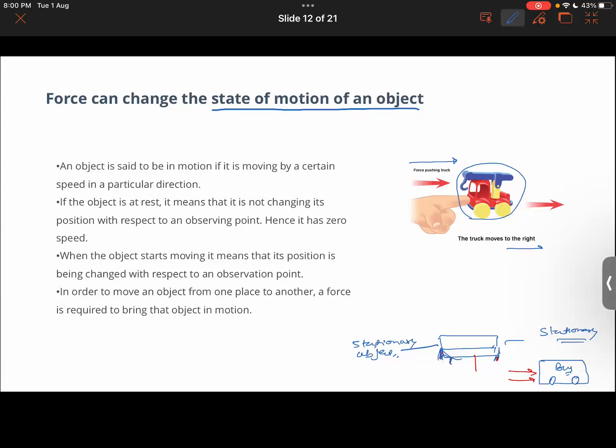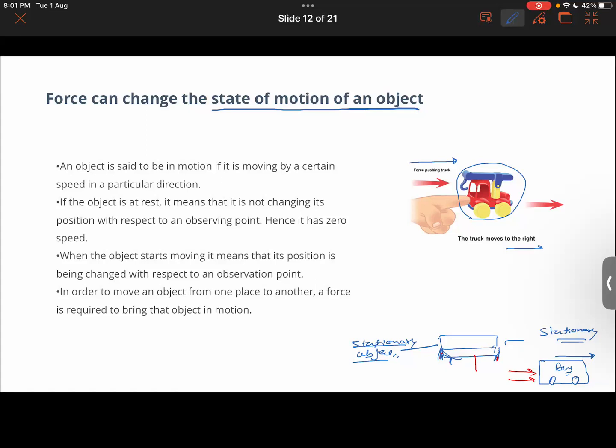Look here, when this object is moving, it means that its position is changing with respect to this stationary object. With time, the position of the bus is changing with respect to this stationary object. So from an observation point, we see this bus to be moving. Getting it? Okay, I hope that is clear.